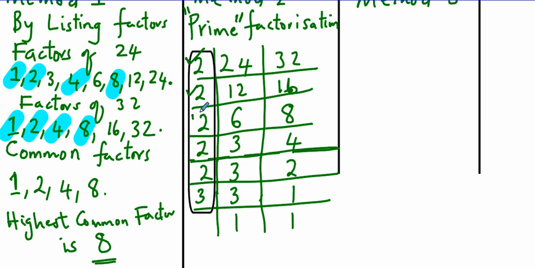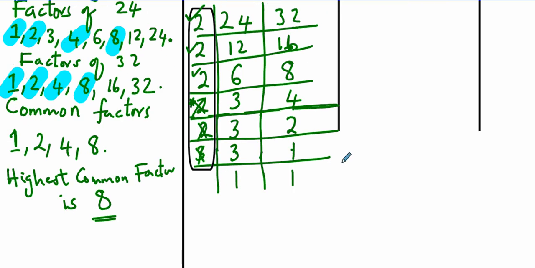How about this 2? 6 divided by 2 was possible, 8 divided by 2 as well. Okay, how about this one, 2? See this 2 here wasn't divisible by 3. So this 2 here will not be used. Cross that. How about this 2? Also cross that. How about 3? This 3 was divisible by 3. But how about 1 divided by 3? It was not possible. 1 divided by 3 gives you a remainder, gives you a decimal. So this 3 will not be used for calculations of HCF.